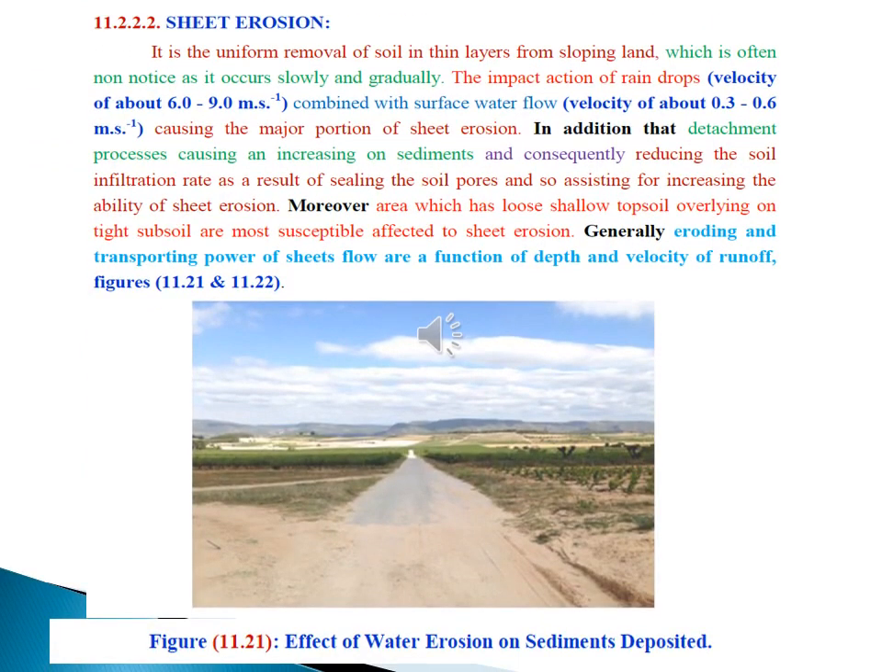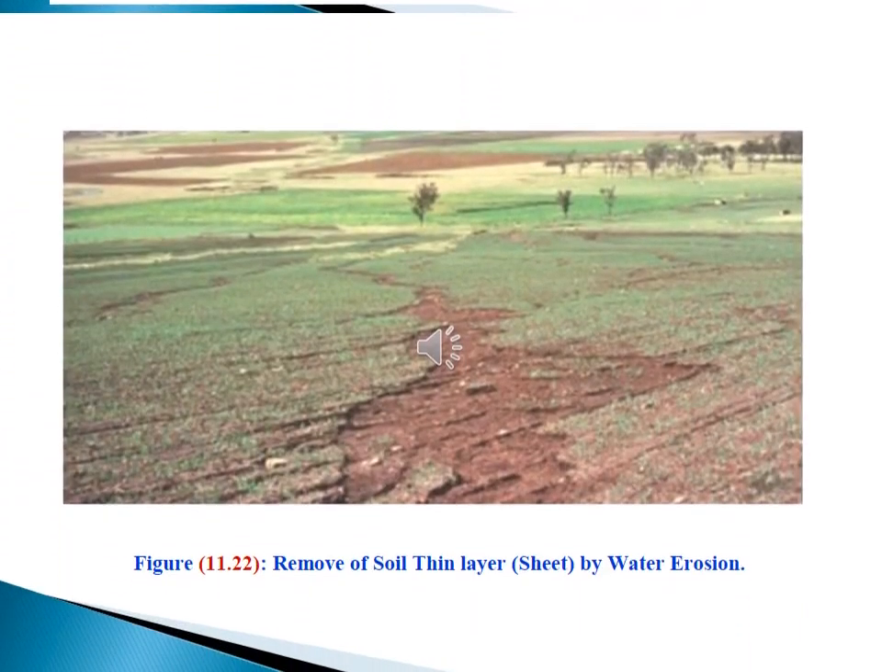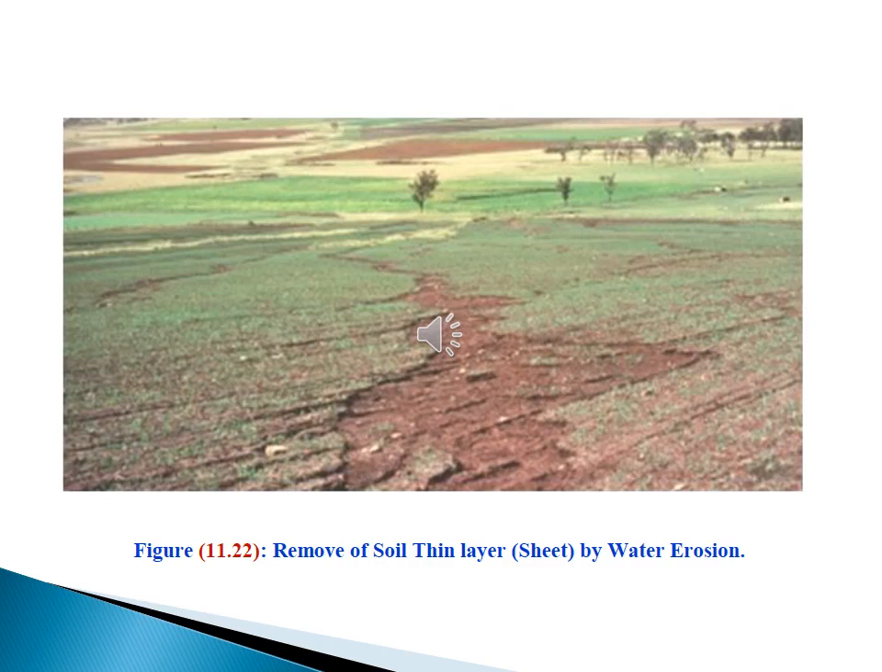Sheet erosion. It is a uniform removal of soil in thin layers from sloping land, which often goes unnoticed as it occurs slowly and gradually. The impact action of raindrops combined with surface water flow causes the major portion of sheet erosion, as shown in the enclosed figure. A figure showing the removal of a thin soil layer by water erosion.